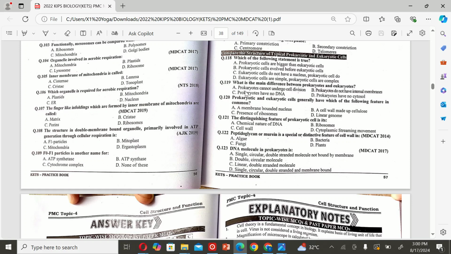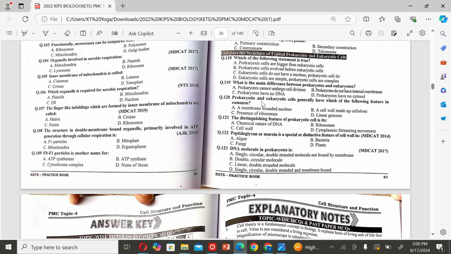The next MCQ is: what is the main difference between prokaryotes and eukaryotes? A. Prokaryotes cannot undergo cell division. B. Prokaryotes do not have internal membranes. C. Prokaryotes have no DNA. And D. Prokaryotes have no cytosol. So the correct option is B. Prokaryotes do not have internal membranes.